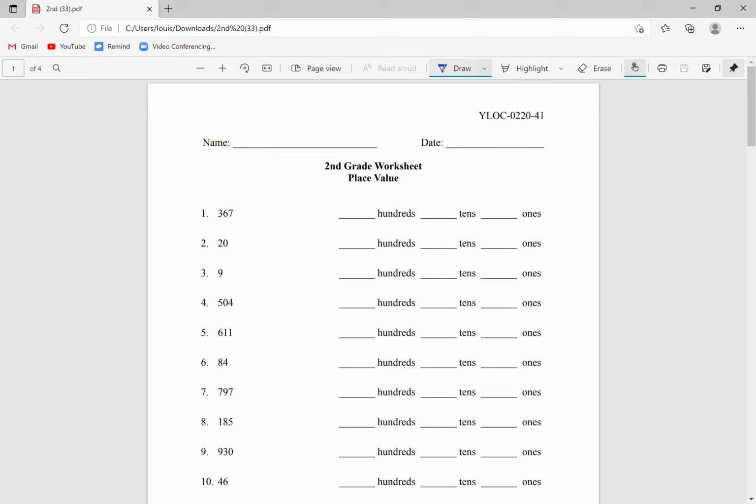We'll start off with the first problem, which is place values. Now, we'll start off with number 1, which is 367. We've gone over place value before, in which we see that the ones place starts first, and then the tens place, and then the hundreds place. So this, in reality, would equal 300 plus 60 plus 7.